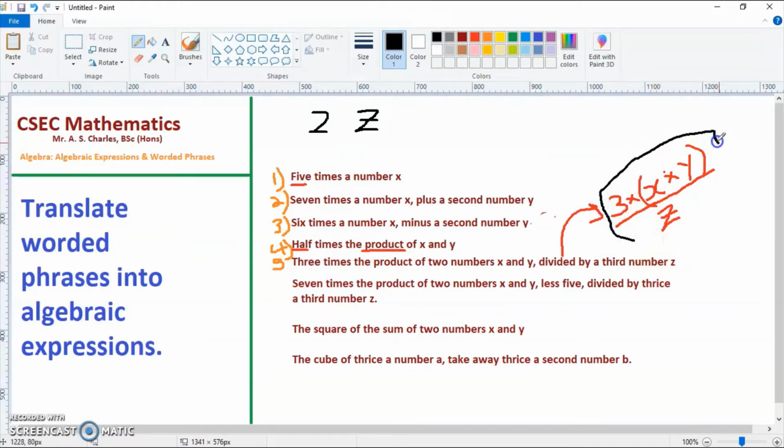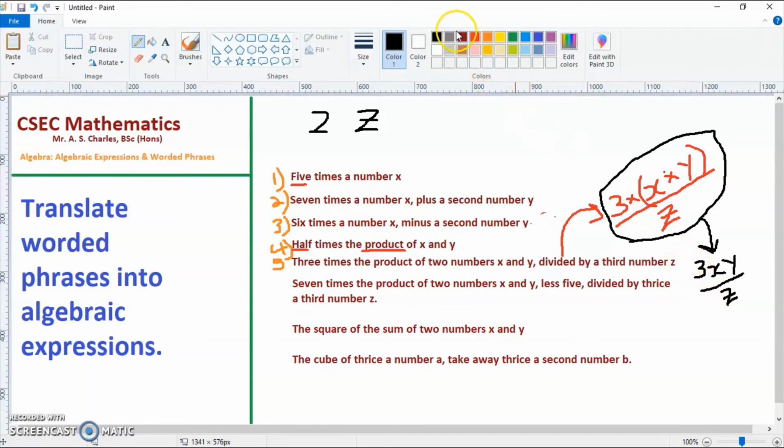Let me just circle that. So we know that this would give us, and maybe I should write it below here, 3xy divided by z. And you see how that z looks like a 2 there, so I'll just put a cross here to confirm that it's a z and not a 2.